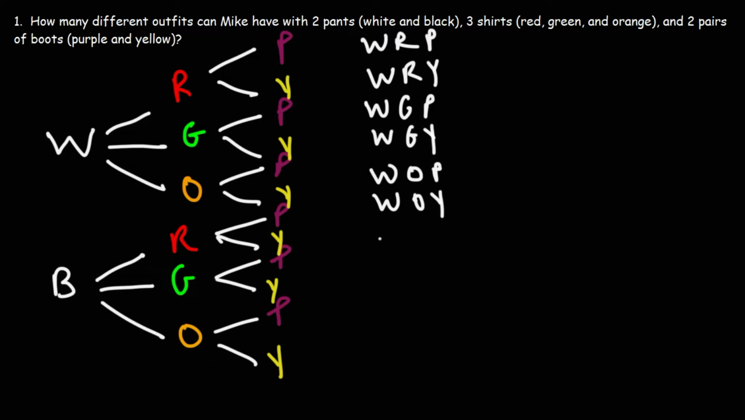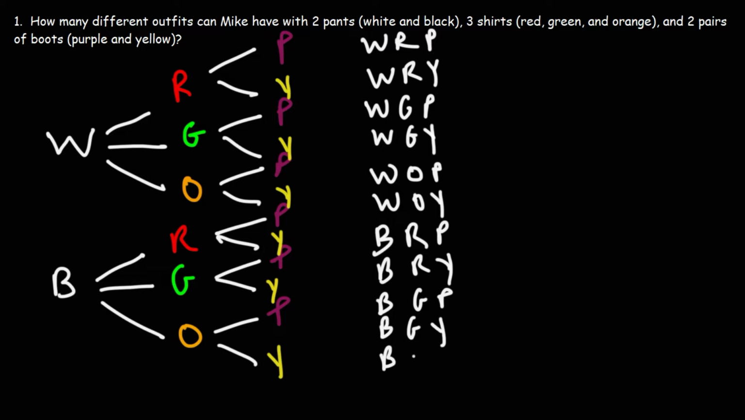Now, he can also choose black pants, a red shirt, and purple boots, BRP. Or we could have BRY. Next, we could have BGP. Let's not skip that one. And then BGY, and then we can have BOP and BOY. So notice that what we have is a total of 12 possible outcomes. Those are the different outfits that he can wear. And that's how the fundamental counting principle works.